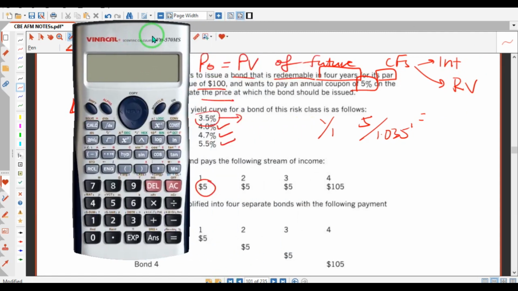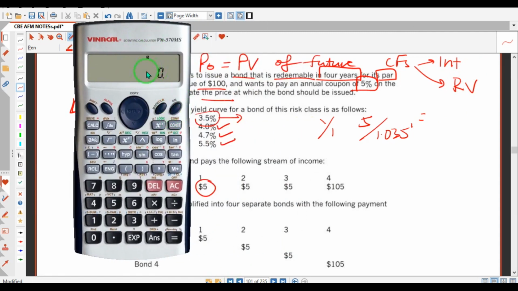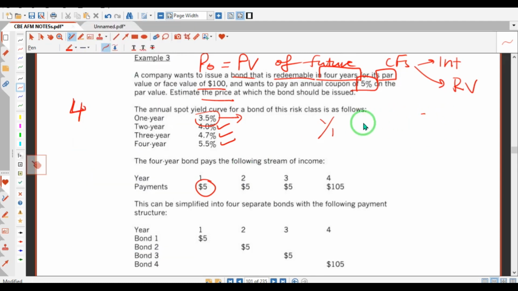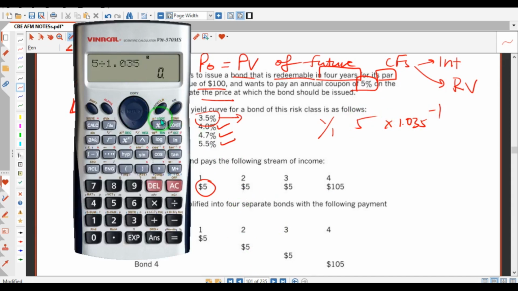Let's take my calculator here. My calculator shows $5 divided by 1.035 to the power of 1, or in this case, if you want to multiply, you have to put negative 1. Let's stick to multiply, because that's what we're going to do in the CBE platform. So multiply by 1.035 to the power of negative 1. Let me just go backwards.